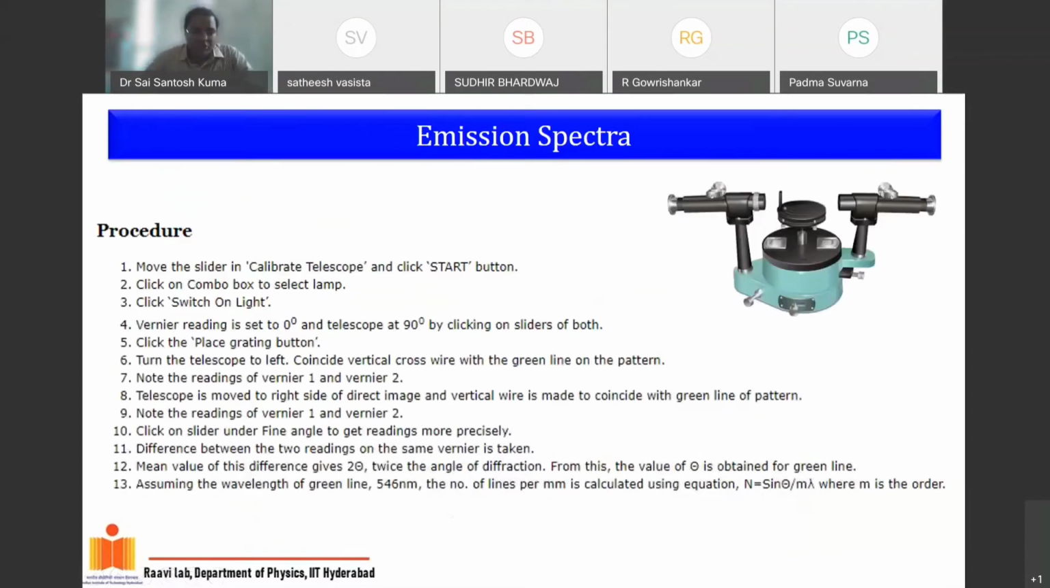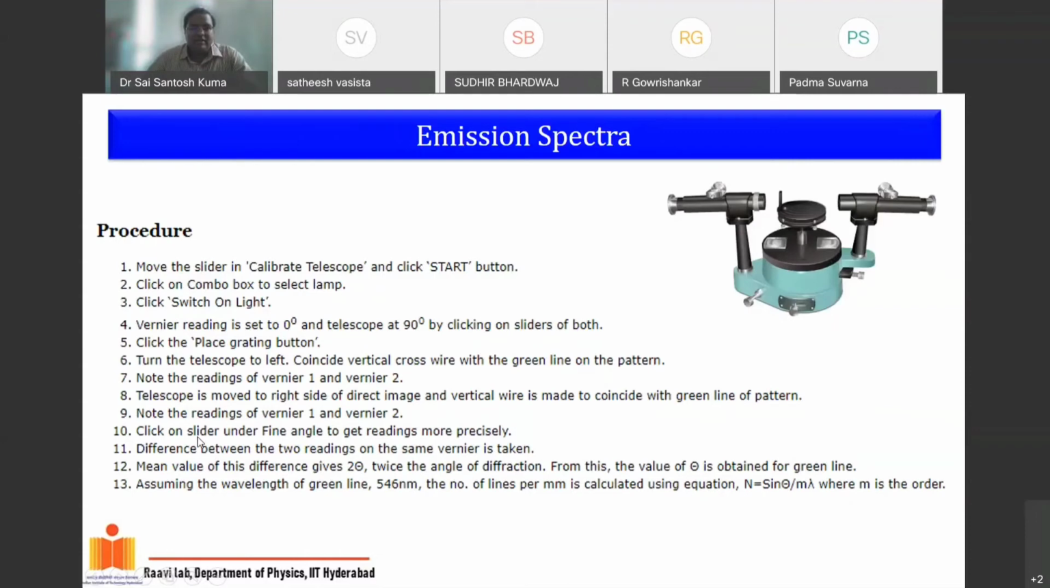This is the procedure you have. First, you calibrate the telescope, press the start button, and switch on the light. Make sure that the vernier reading is set at 0 and the telescope at 90 degrees, all by clicking on the sliders. I'll show you the sliders. Place the grating. Turn the telescope to the left, this side or that side. Coincide the vertical cross lines with the green line on the pattern. Note the readings of vernier 1 and vernier 2. There are two verniers you see here and here, and you need to note down the numbers, and that's where the human error starts coming in.